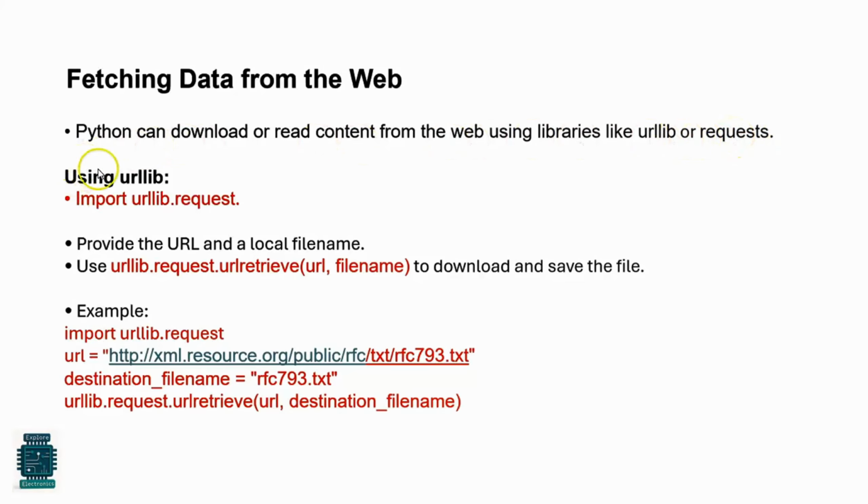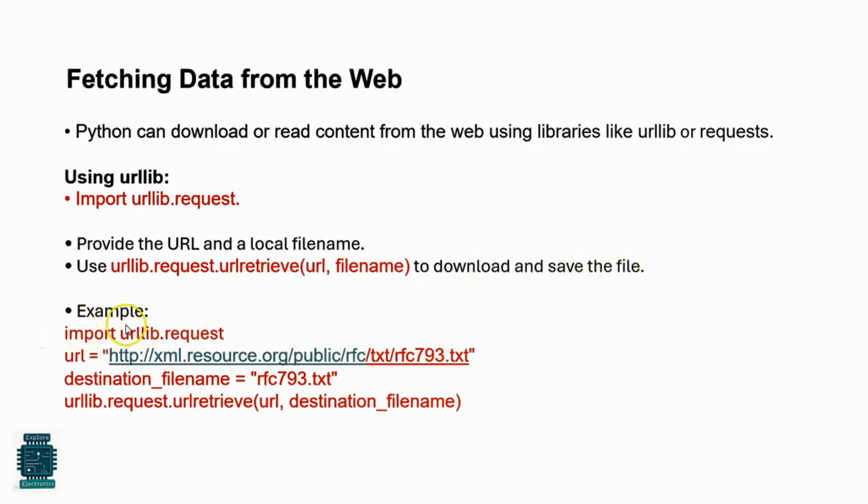Clear? Using urllib, how exactly can we download it and read the content? Let us see. Import urllib.request. Let's see how exactly it works. Provide the URL and a local file name. Use urllib.request.urlretrieve with the URL and the file name to download and save the file. This is the format that you have to use to download and save that file.